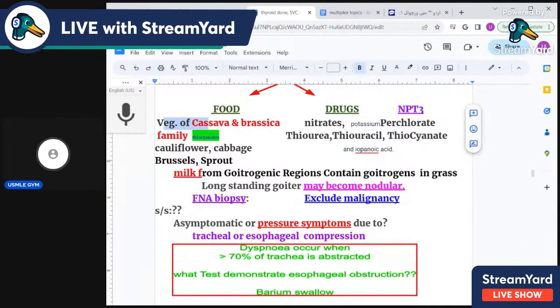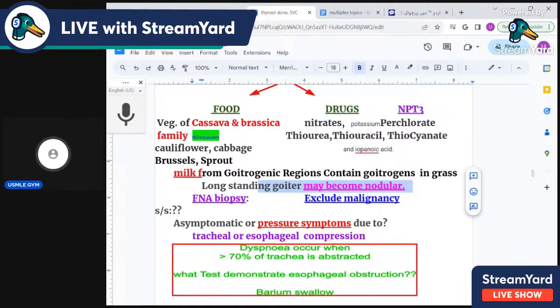Vegetables of the cassava and brassica family have thiocyanate. Examples of this food are cauliflower, cabbage, and Brussels sprouts. And the milk from goitrogenic regions also contains goitrogens, so it may also cause goiter. And a long-standing goiter may become nodular.